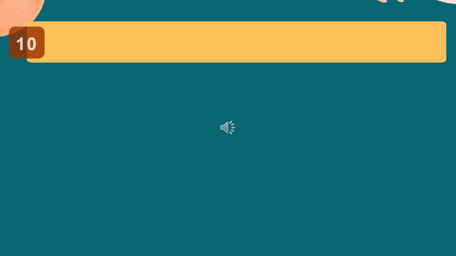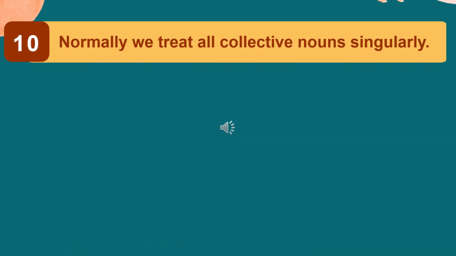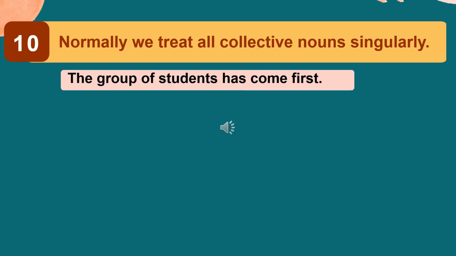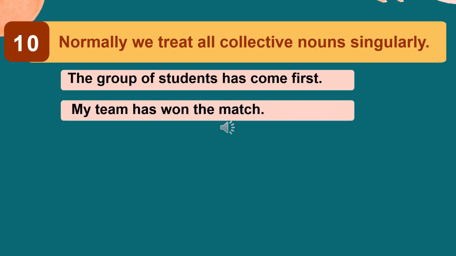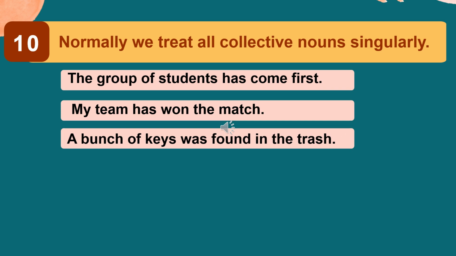Rule 10, collective nouns are usually singular. A collective noun refers to a group of people or things. Examples are team, group, bunch, class. Normally, we treat these nouns as singular, so they take a singular verb. Let's look at the examples. The group of students has come first. My team has won the match. A bunch of keys was found in the trash.